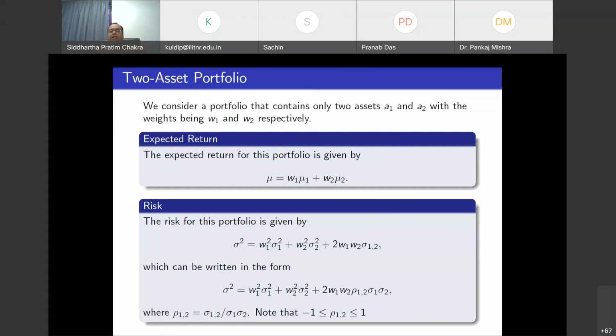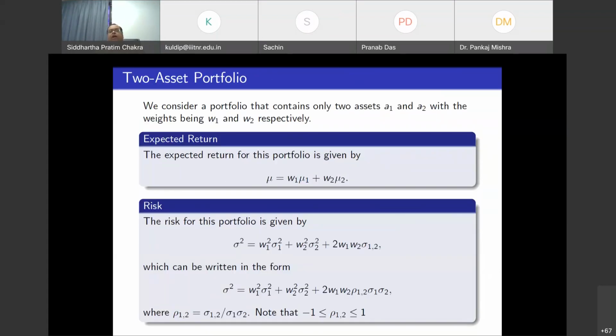So what I'm doing here is bringing this into the picture. It's the same thing that I'm rewriting in the next line, except that I'm now writing sigma 1,2 in terms of the correlation coefficient and the individual standard deviations sigma 1 and sigma 2. Now remember that one of the properties of the correlation coefficient is that its absolute value is less than or equal to 1, or that it lies between -1 and +1.